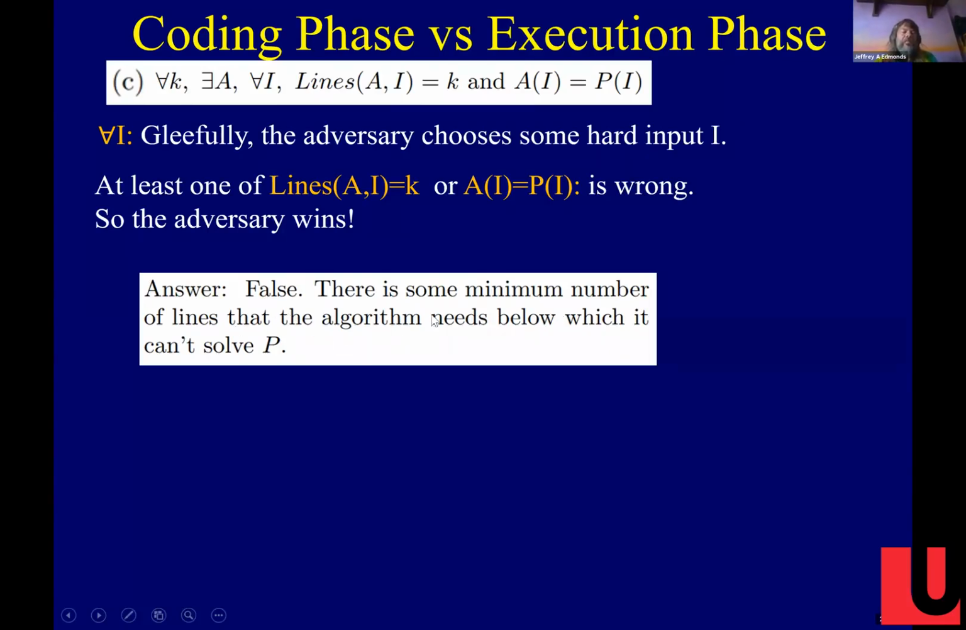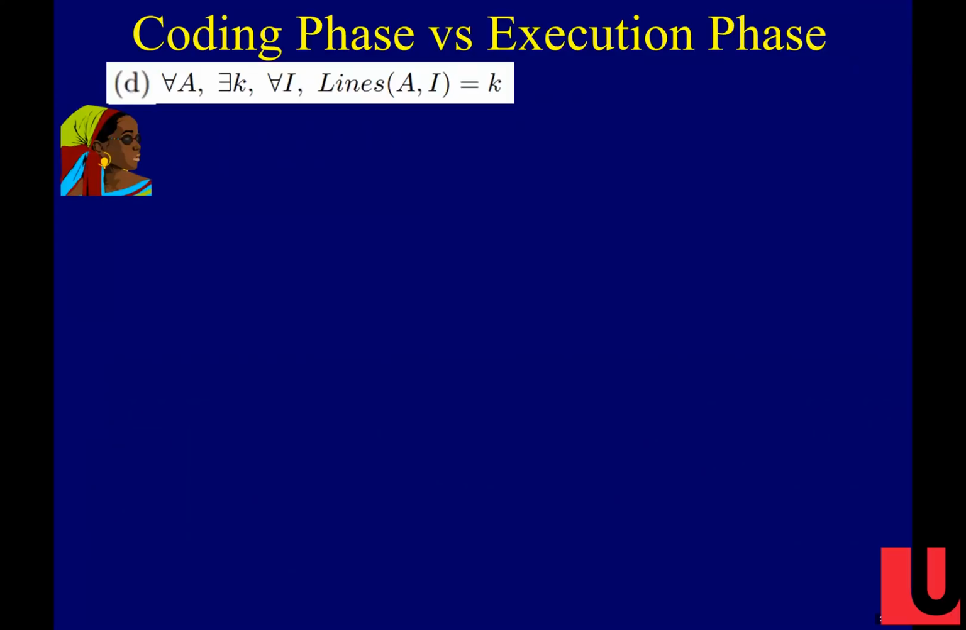So what it says is false. There's some minimum number of lines that the algorithm needs, below which it can't solve the problem. Does that make sense? Are people following this? A quick question. The example previous to that one we just did was where we didn't have the problem, just algorithm at input equals the algorithm. Then it's easy. He just needs to come up with an algorithm with 2 lines of code or a million lines of code. That's easy. But coming up with an algorithm of 2 lines of code that solves the problem, that's hard.